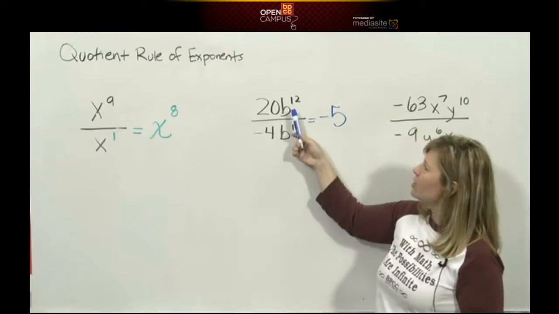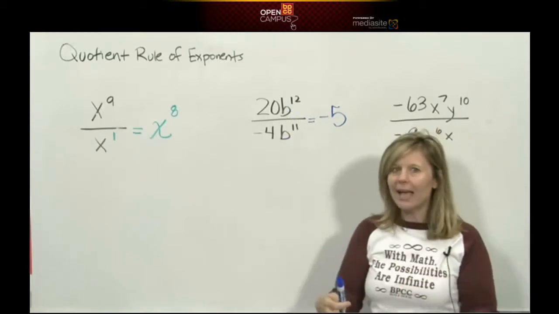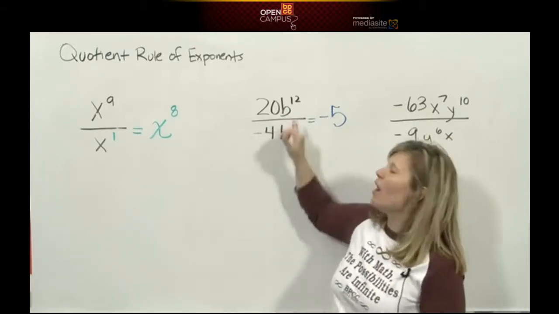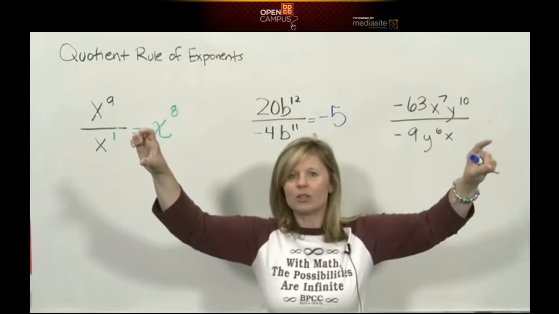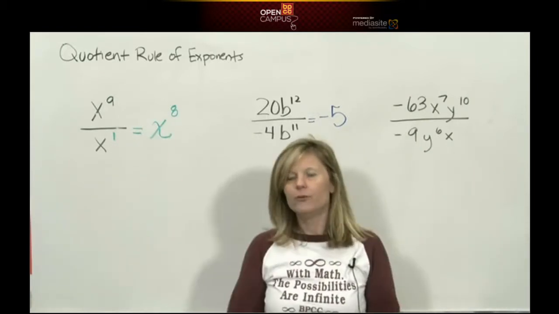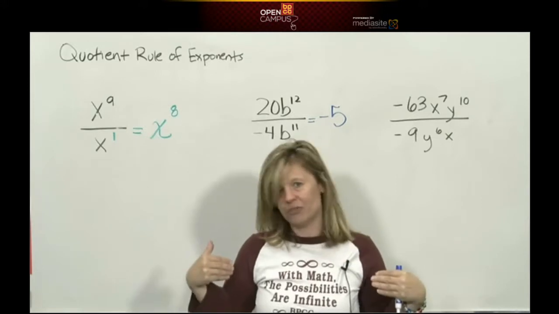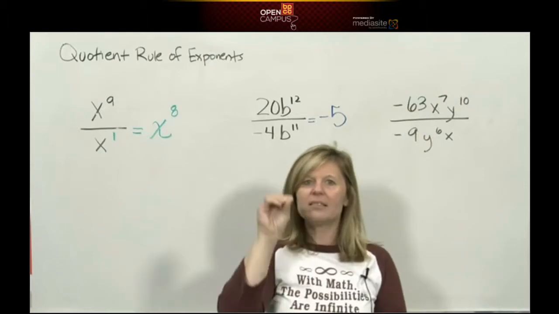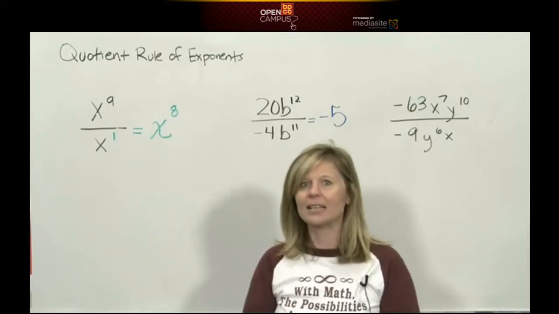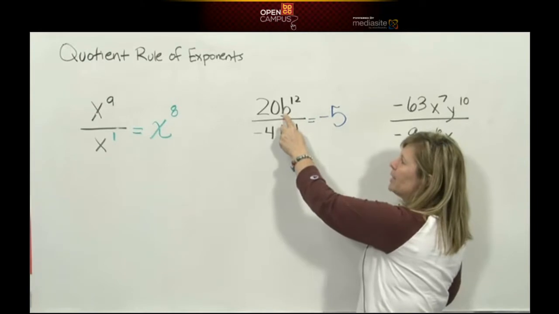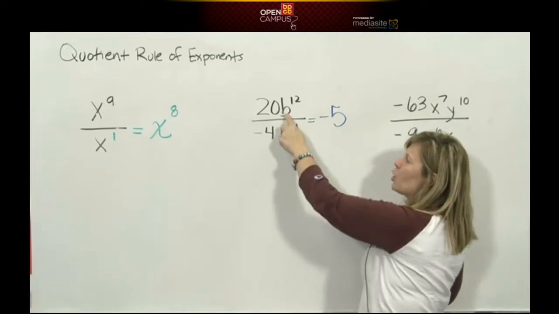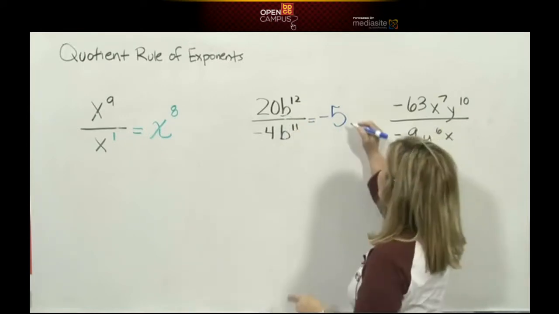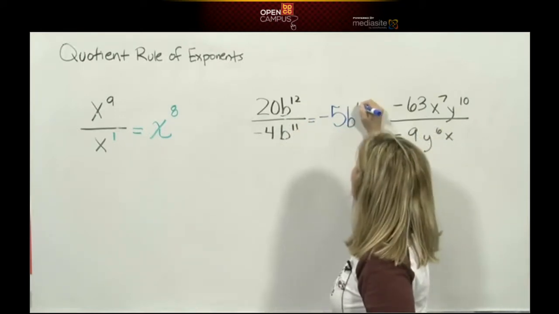Okay, now we're going to divide the variables. Again, we can talk about what b to the 12th means. B to the 12th means there are 12 b's in the numerator connected by multiplication. Do you guys really want to write that out? I don't think so. So we've got to learn our rules. The rule is if we divide the same base, we can subtract the exponents. The base here is b. The base here is b. So when we divide the same base, we subtract the exponents. 12 take away 11 would be 1. This would be b to the first.